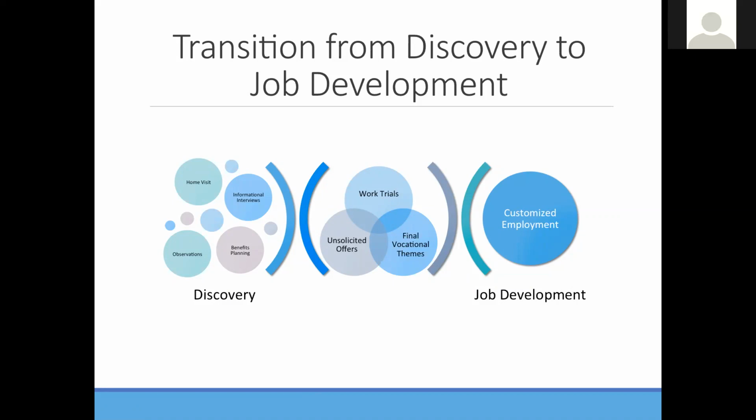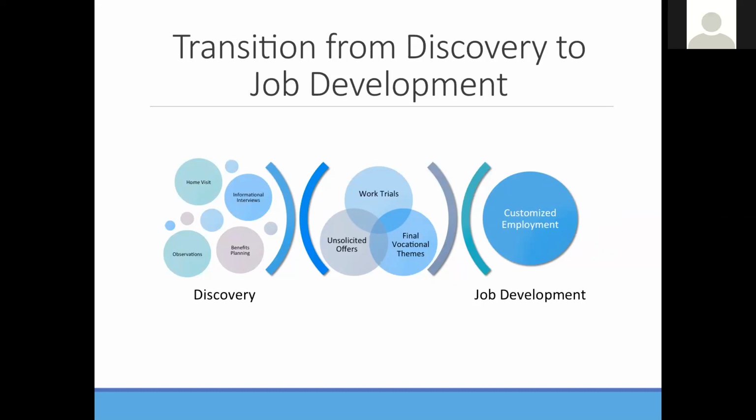We finalize those vocational themes that we were just talking about. That may also be a time when unsolicited job offers pop up, right? And those unsolicited job offers can sometimes be an extension of discovery because we learn through the process, well, maybe this wasn't the best fit for somebody. Or maybe we chopped off discovery too early. But be expecting of those. And it's okay to say, well, I'm not sure that this would be the best fit for the person, or maybe they're telling you that. And then we get to that customized employment outcome.